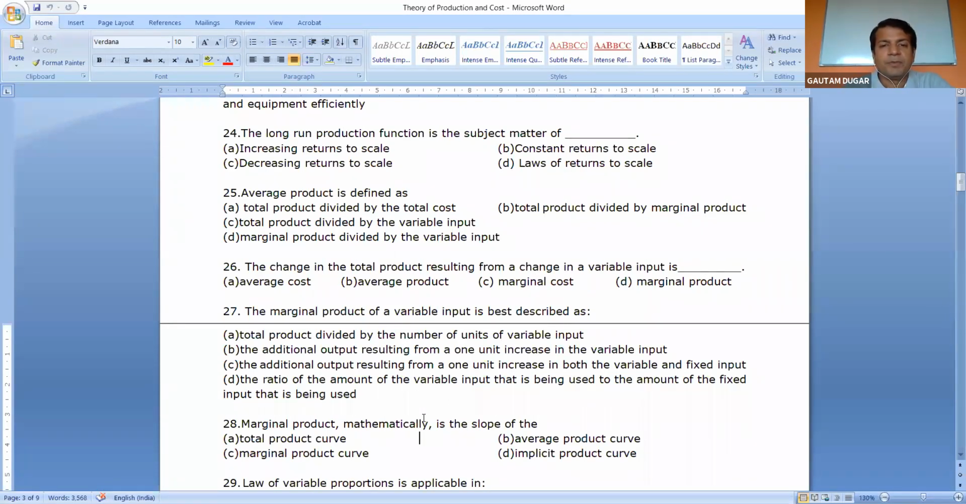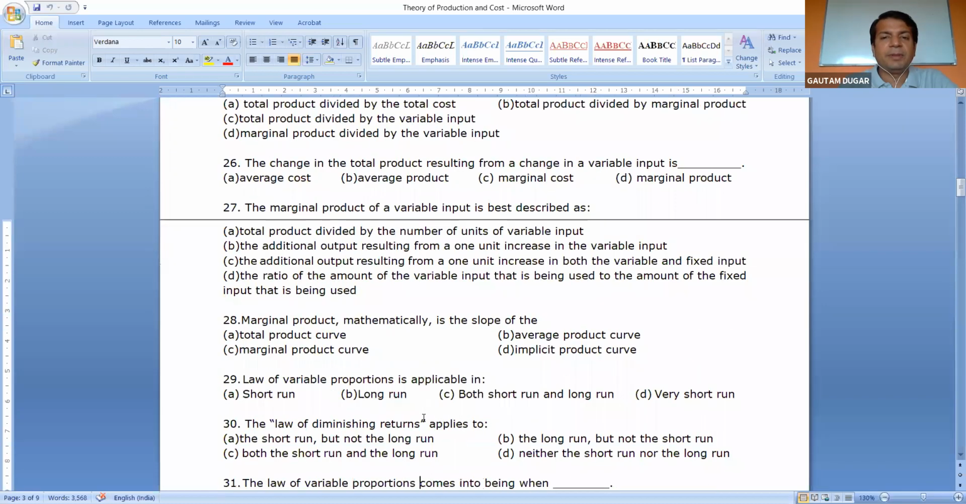27. The marginal product of a variable input is best described as, yes, B is the correct answer. Ankita and Jyotishri. The marginal product of a variable input is best described as the additional output resulting from a 1 unit increase in the variable input.